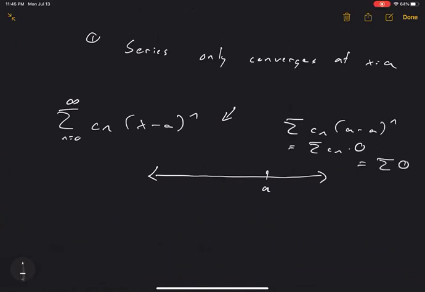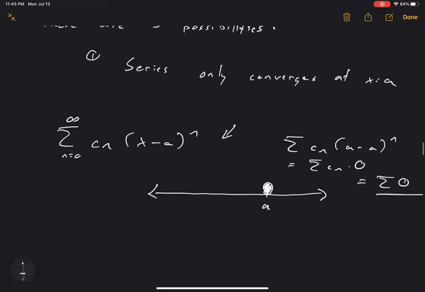Okay. My power series, when I plug in x equals a, is just this: I'm adding up 0 an infinite amount of times, which adds up to the number 0. So when I plug in x equals a, my power series converges. So I can always say that my power series converges at that center, at that value a. Okay. So that's point 1.